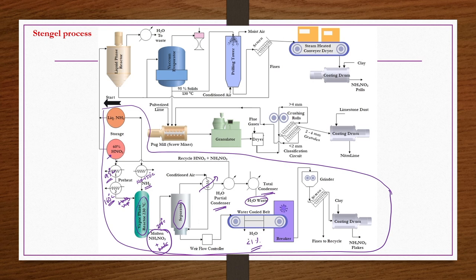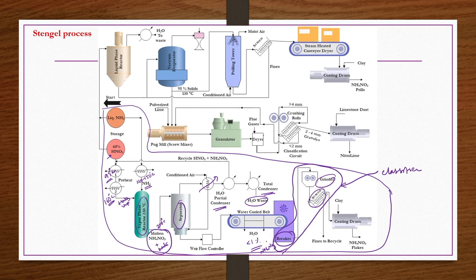And then this dry ammonium nitrate is taken to a classifier section where you have a breaker, grinder and then screener. This entire section combined is known as the classifier section. Here you require specified sizes of flakes, so you have to do this classification.